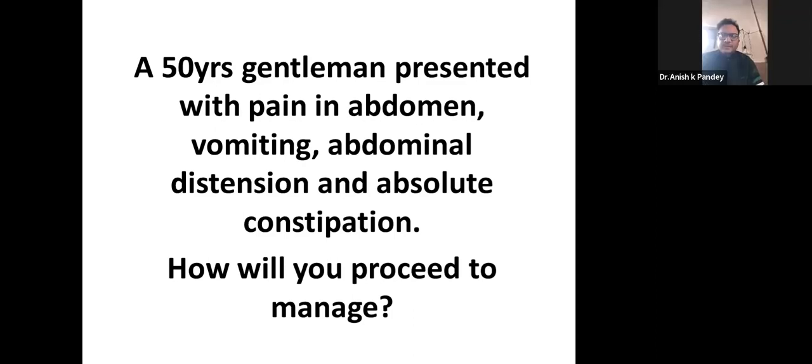Intestinal wall edema. The intestinal wall becomes grossly thickened. And when the intestinal wall becomes thickened and there is a closed loop obstruction at a particular point, what happens next to that? Sir, the bowel may undergo perforation or strangulation.